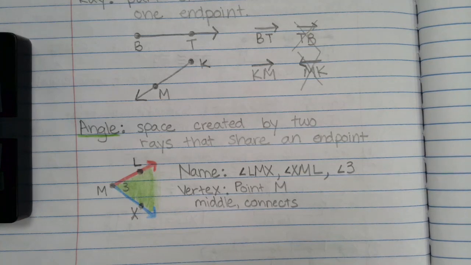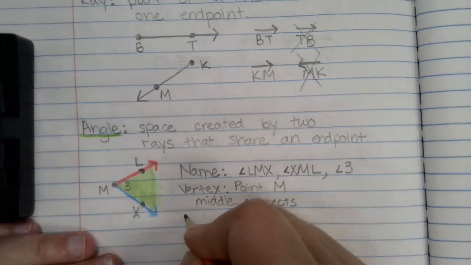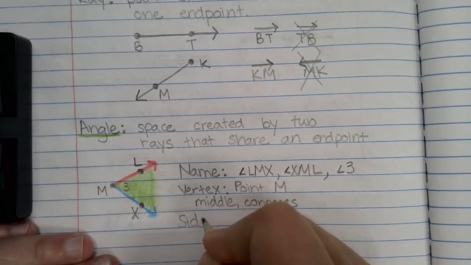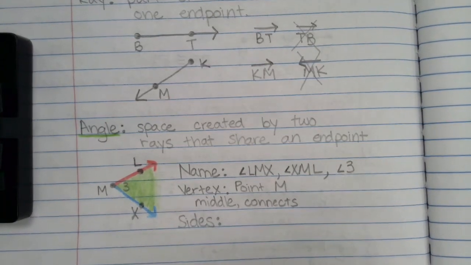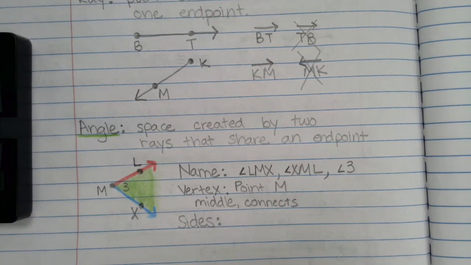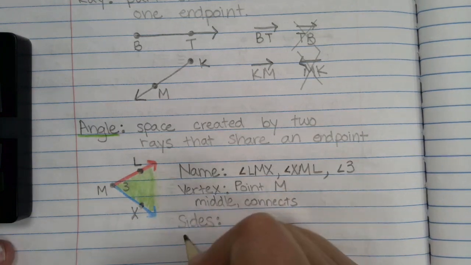Now, an angle is also created out of sides. Kind of those sides, if you think of a shape has sides. An angle is almost like a shape, not quite. It's more of a space. But that space is confined by the sides. So sometimes we're going to ask ourselves, what are the sides? And when we look at sides, really what we're looking at is what are the rays we're using.